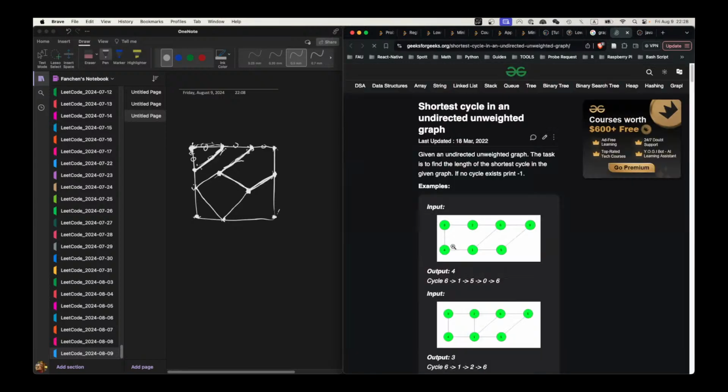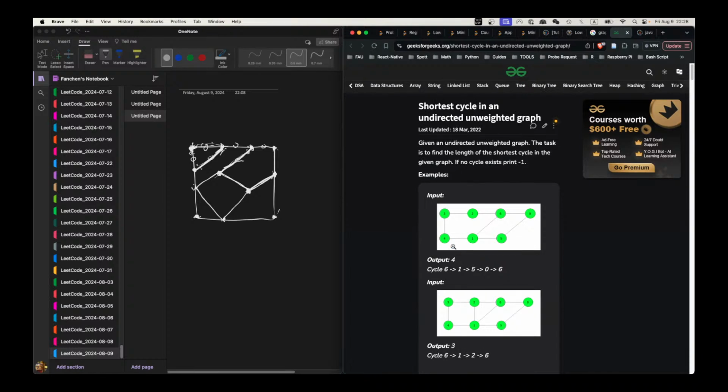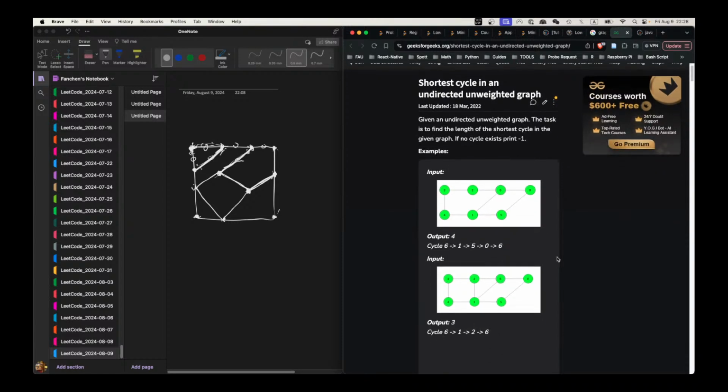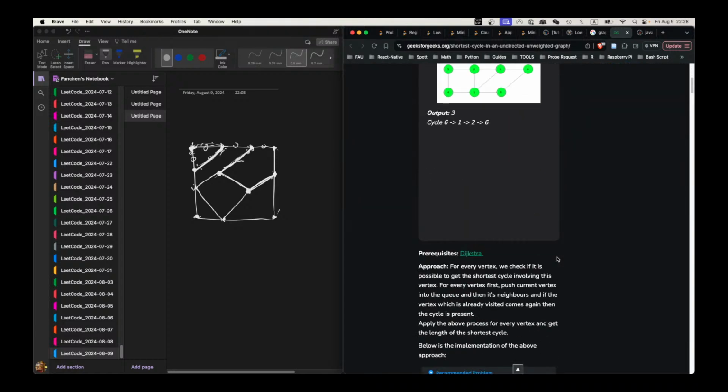Shortest cycle in an undirected weighted graph. Okay. Given an unweighted graph, the task is to find the length of the shortest cycle in the given graph. Okay, so in here we have the shortest cycle, which is this, and here, which is 3. Okay, this looks a little bit more promising. Still not exactly what we are looking for. Dijkstra.